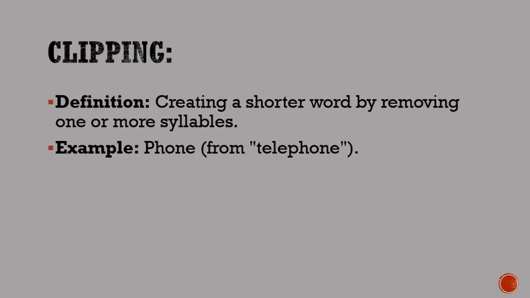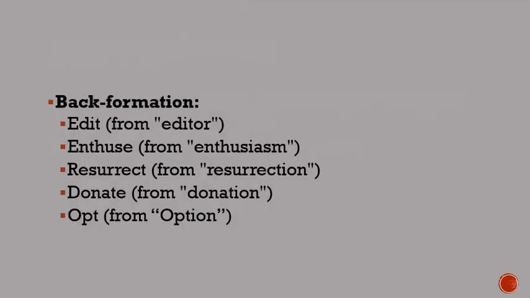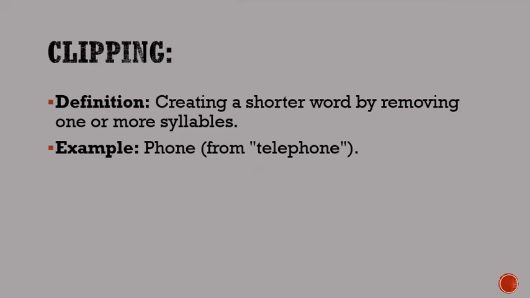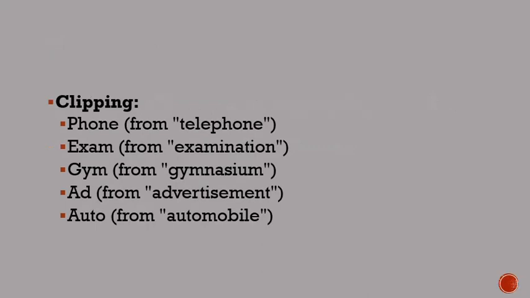It means creating a shorter word by removing one or more syllables. So what is the difference between clipping and back formation? We'll get to that later. Clipping means in this case also we are creating a shorter word by removing certain parts of it, that is by removing one or more syllables. For example, phone from the word telephone. We use phone instead of the complete word telephone. So we are cutting down certain syllables from this word telephone, and then we get the word phone.